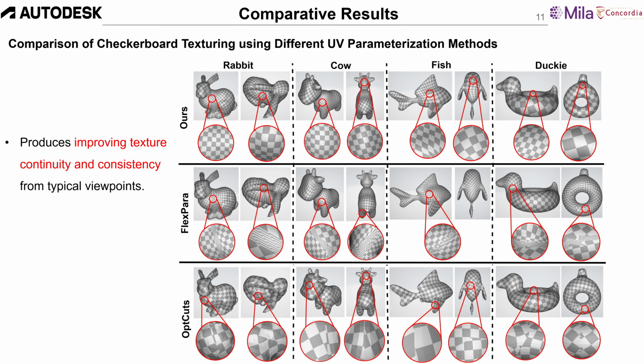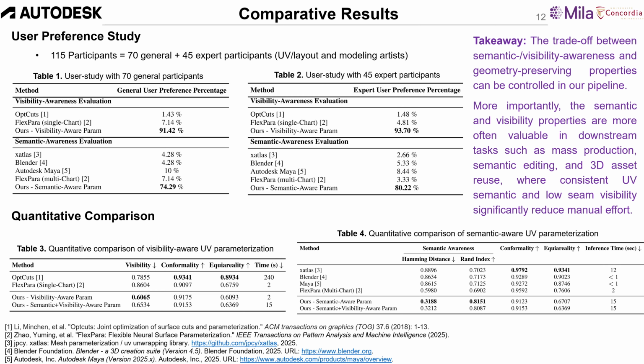We also validate this using a checkerboard texture comparison. Because our method pushes seams into less visible areas, the checkerboard looks much more continuous. In contrast, the baselines show clear seam artifacts in the zoomed-in views. We also compare our method quantitatively with existing approaches. First, we ran a user study with 115 participants, including both general users and experts like UV and modeling artists. The results show a clear preference for our method over the baselines.